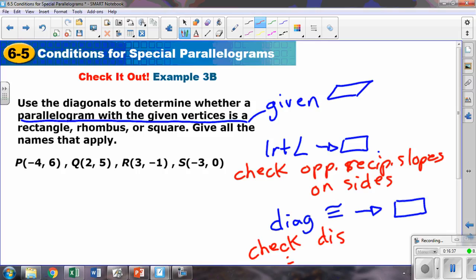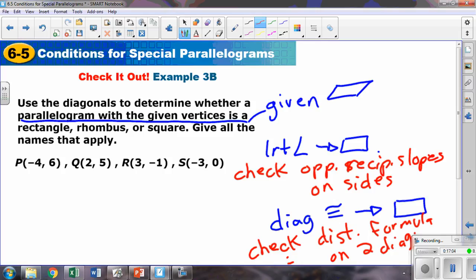We could use the distance formula on those two diagonals. And if the distance formula tells us that those are equal, we've got that. We could use either one of these things and check. Both methods are completely valid. It's completely up to you as to which way you want to do it.